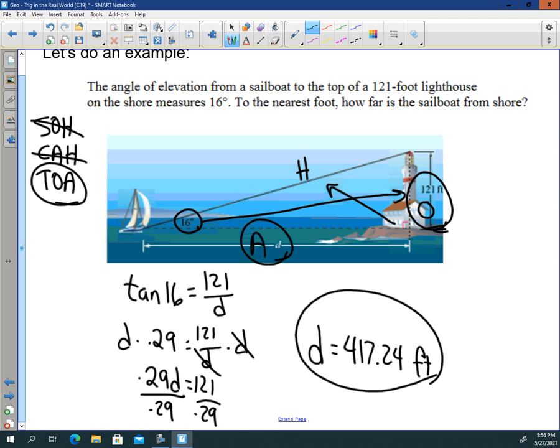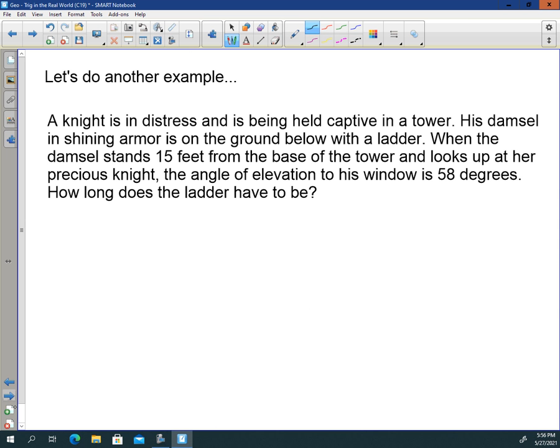Alrighty. So that's one use of trig. Here's another one. A knight in distress is being held captive in a tower. His damsel in shining armor is on the ground below with a ladder. When the damsel stands 15 feet from the base of the tower and looks up at her precious knight, the angle of elevation to his window is 58 degrees. How long does the ladder have to be?